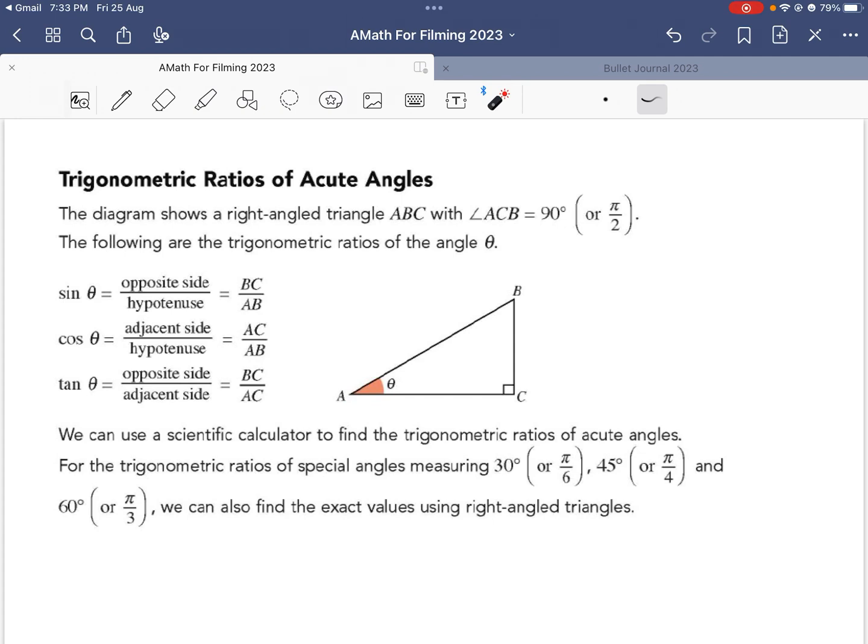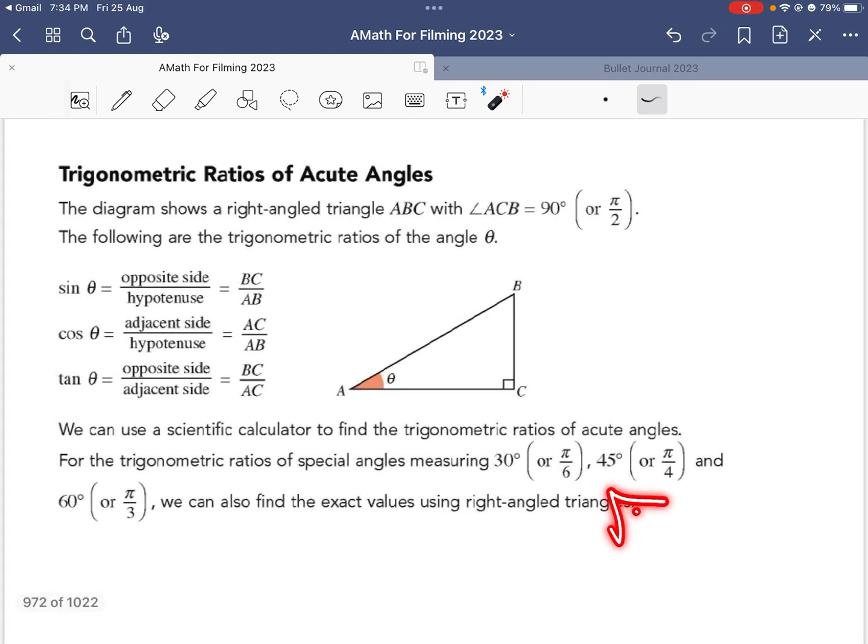For example, what are some special angles? You need to know these trigo ratios. For example, if I ask you what is sine 30 degrees, or sine of pi over 6 in radians, immediately you must be able to tell me that sine of 30 degrees is equal to half. If I ask you what is cosine of 45 degrees, immediately you must be able to tell me that cosine of 45 degrees is square root 2 over 2. Similarly, sine of 60 degrees is square root 3 over 2.